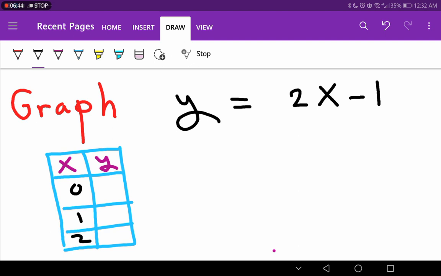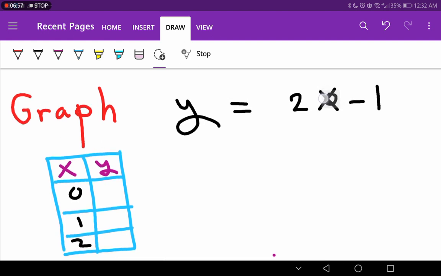Okay, now insert the 0 here. I will insert the 0 here and do it mentally and faster. 2 multiplied by 0 equals 0, minus 1, so this value is negative 1.